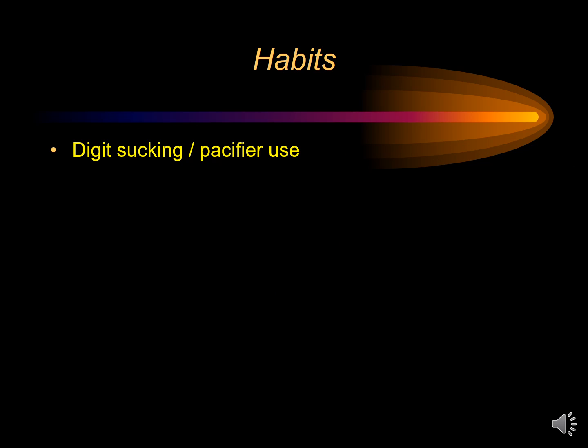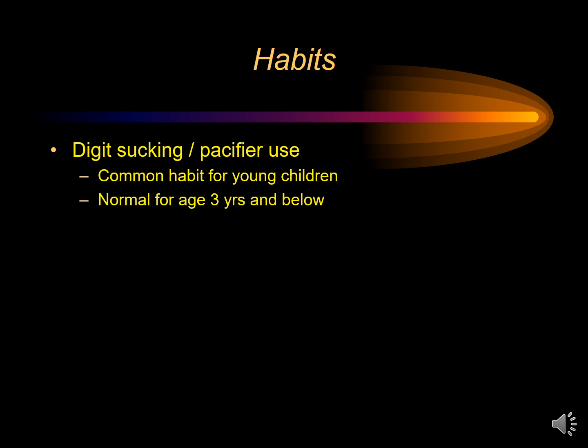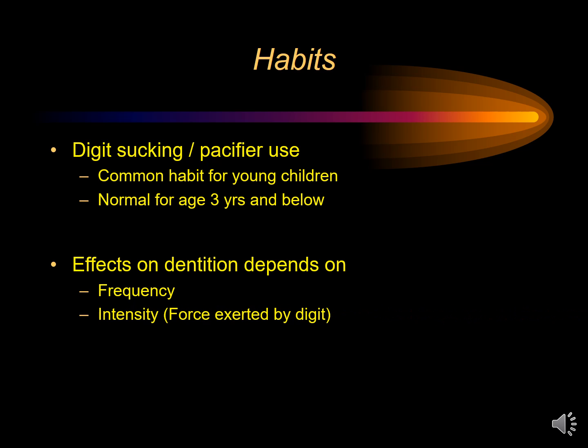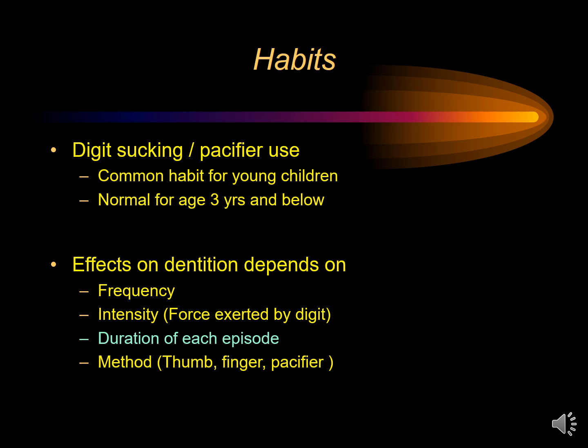Now, habits can be due to digit sucking or use of pacifiers. It's a common habit for young children, and it may be normal up to the age of 3 years. The effect of digit sucking habit on the dentition will depend on the frequency of the habit, the intensity, meaning the force exerted by the digit, the duration of each episode, and the method, whether a thumb or finger is used, or whether it's a pacifier.